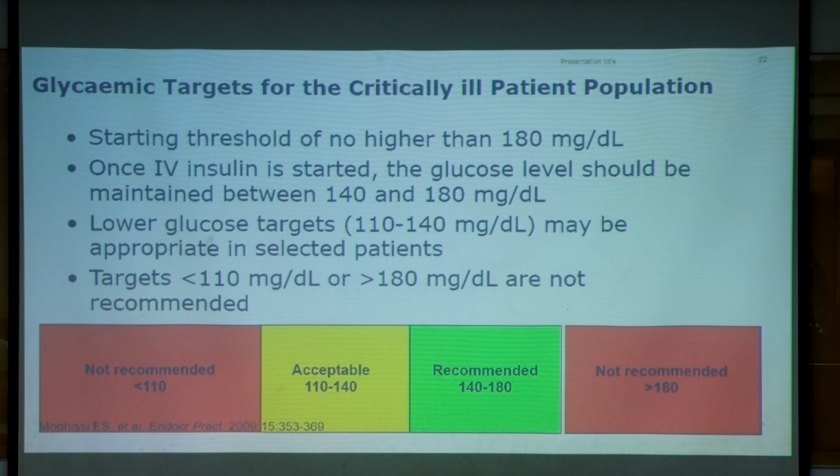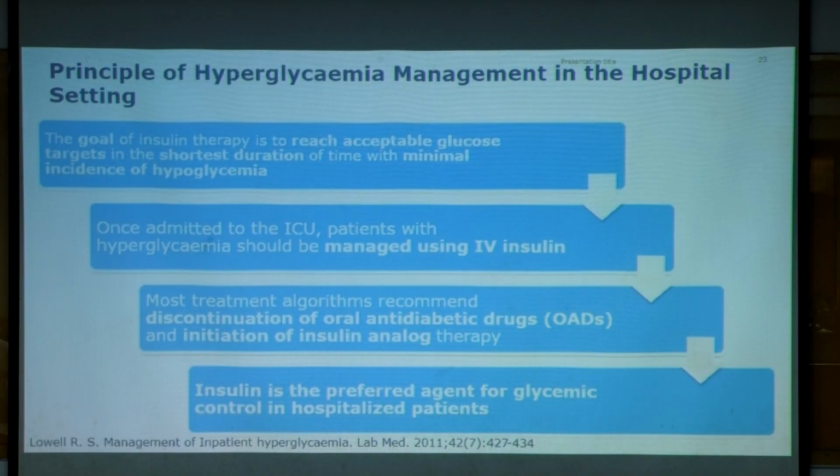So this is the value. Above 180 is not recommended. Below 110 is not recommended. The recommended range is 140 to 180, and the reasonably acceptable range is 110 to 140; we can accept that range. This is what they have given as the targeted level for achieving the glycemic target in the ICU.